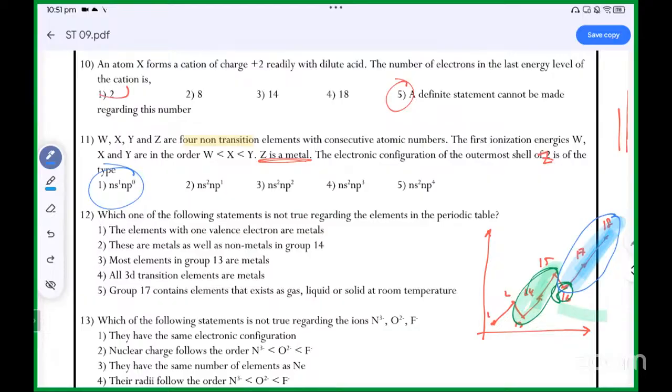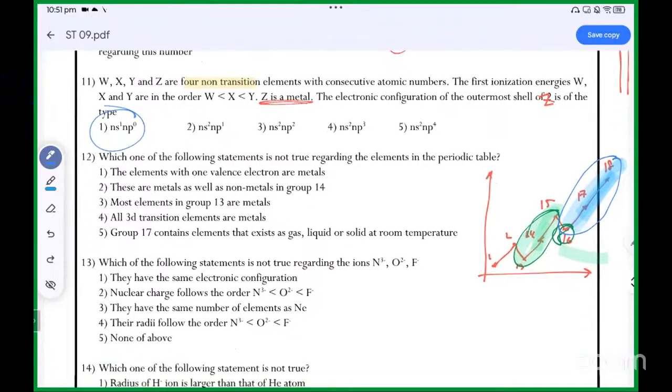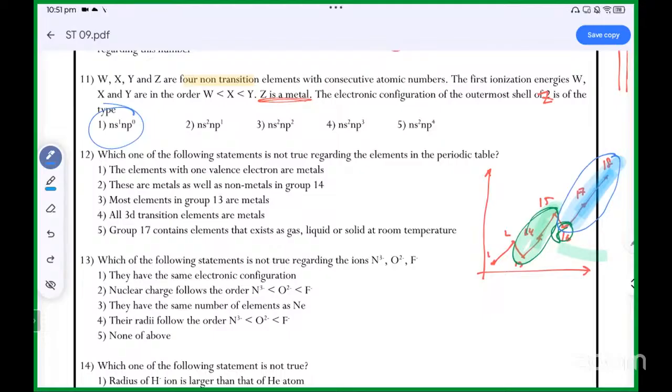Right. Then the 12th one. The statements come here. Listen carefully.